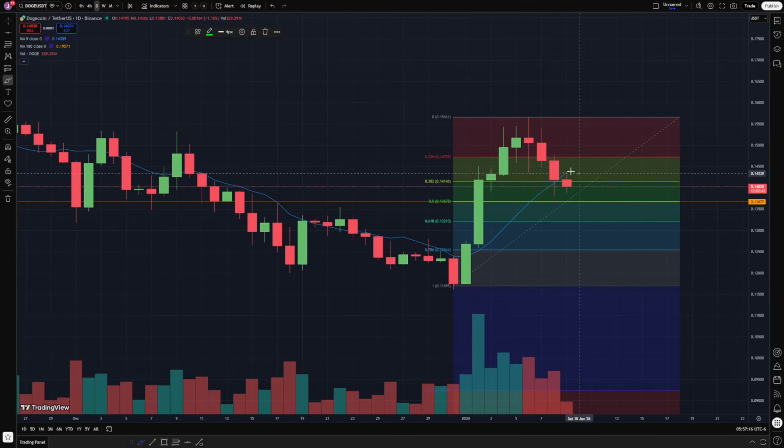So right here, it could just do this and then break through it again. So it's just one piece of the puzzle. You have to look at everything too. But right now we are below the 9 moving average on the daily time frame. The daily time frame is pretty important to me. It's actually very important when it comes to the 9 moving average, in my opinion.